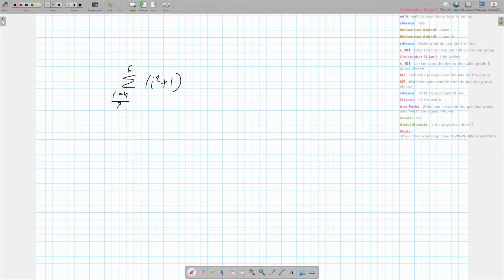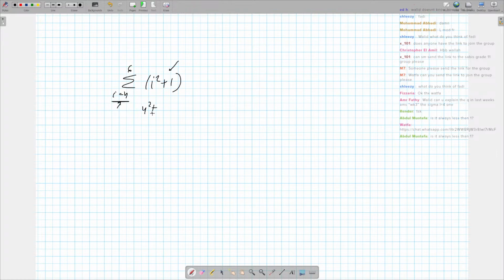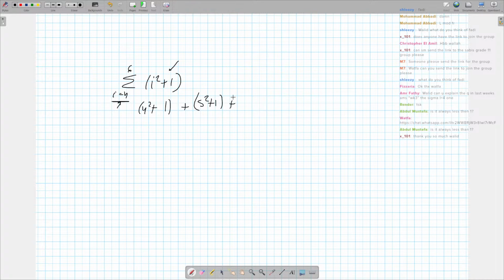If you see a question that looks like this, this is what you do. You substitute 4 squared plus 1. Then you add. From 4, where do you go? You go to 5, 5 squared plus 1. Then you add. You go to 6 squared plus 1. And you add all of these and you get 80. That's it.